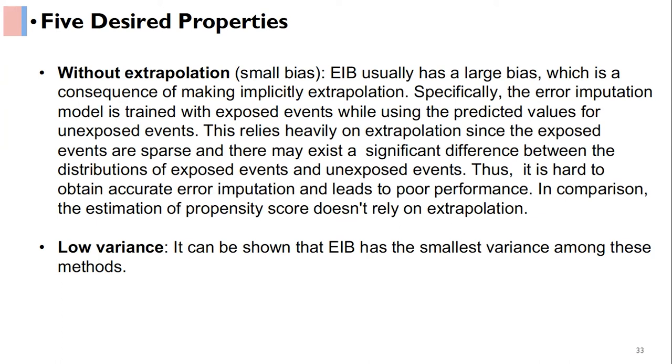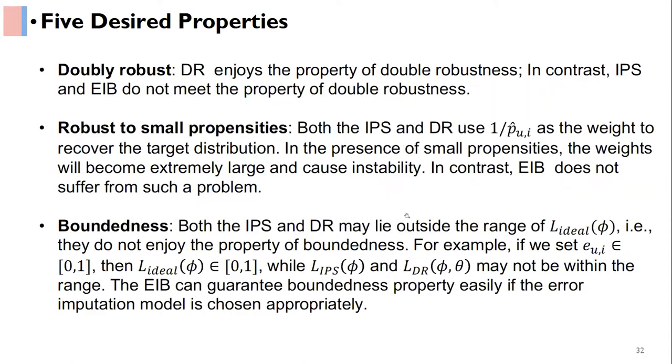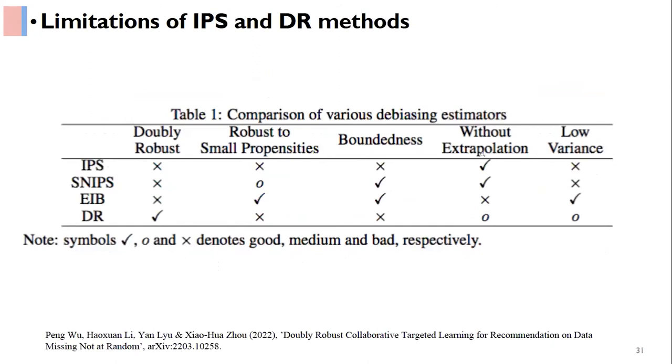In comparison, the estimation of the propensity score doesn't rely on extrapolation, since the propensity score is estimated with the whole sample. Then we get the conclusion of the fourth column. The method based on the propensity score does not have the problem of extrapolation, and the other two have this problem.